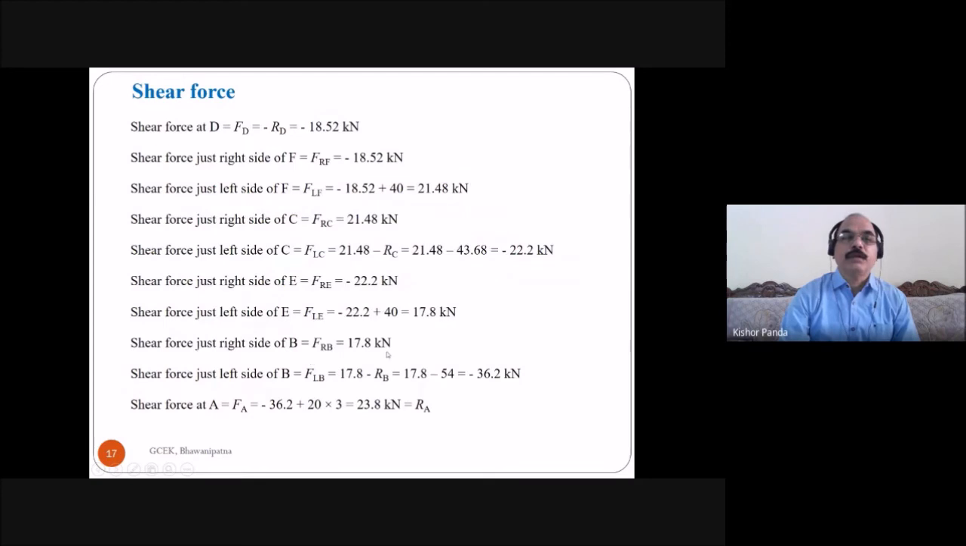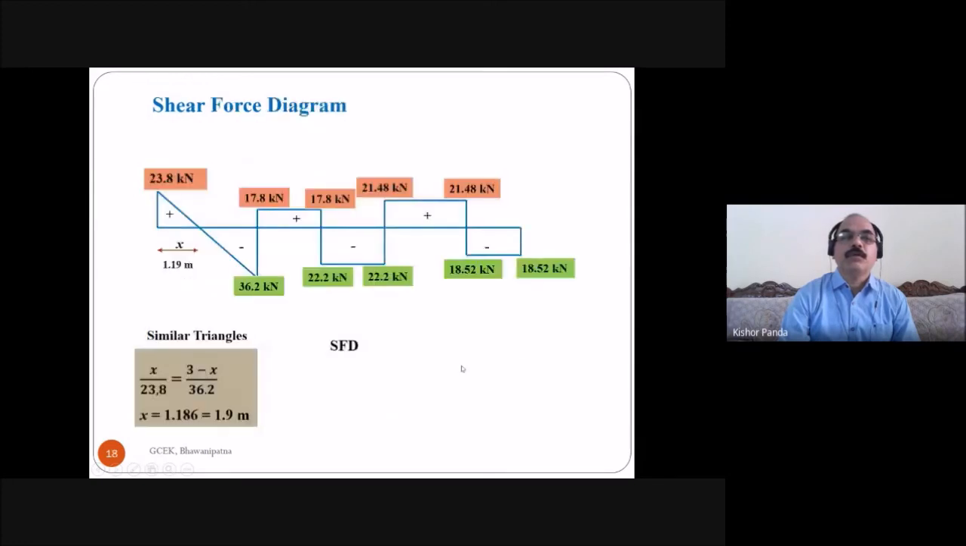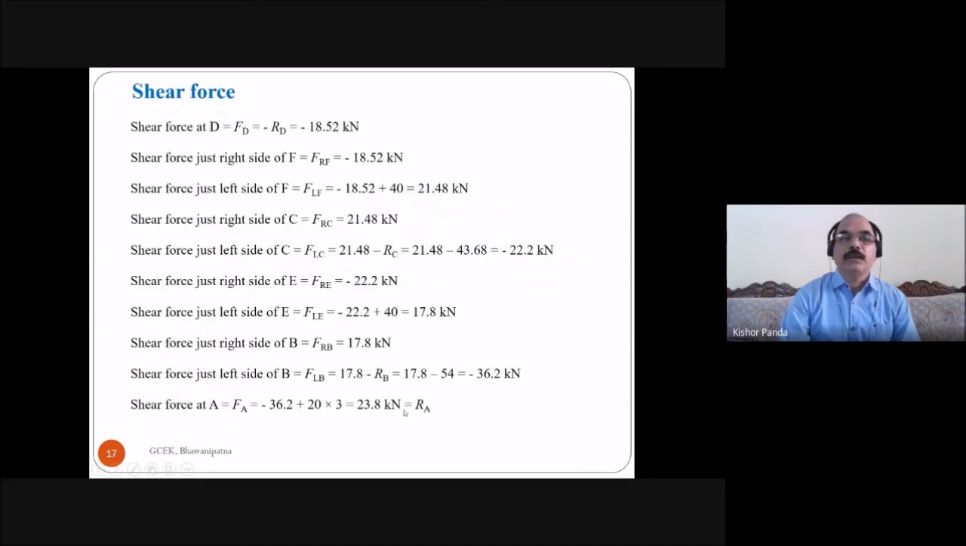Just right of B, 17.8 kilonewton. Then shear force just left side of B is minus 36.2 kilonewton. Then what is the shear force at A? Shear force at A is equal to 23.8 kilonewton, and this is equal to RA.